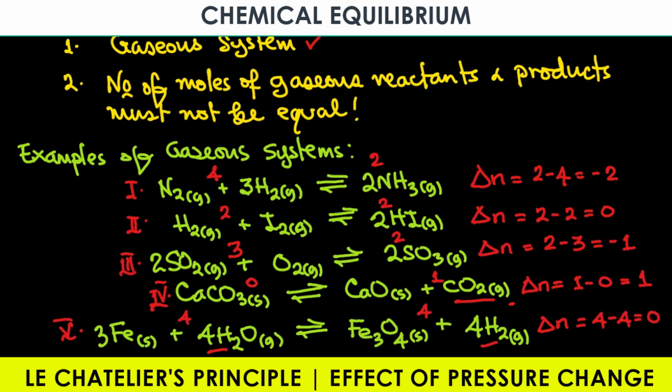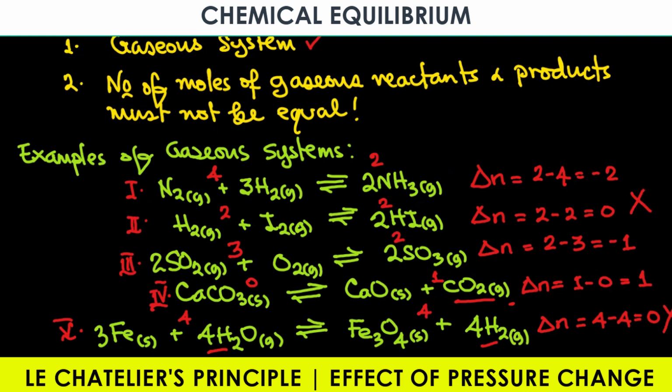So from our second condition, we said the number of moles of gaseous reactants and products must not be what? Equal. So which means that if we were to change the pressure of these 5 systems, it is only the equilibrium position of 3 of them that will be what? Affected. Because reaction 2 and reaction 5 do not meet the second condition.